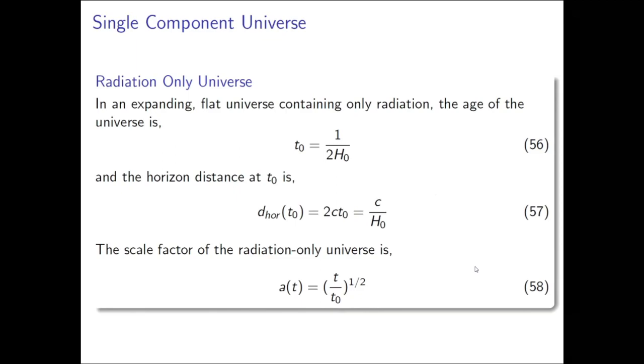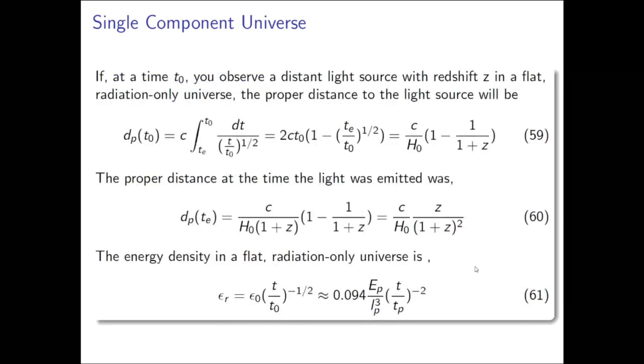So now let's jump into the radiation only universe, as we have covered the non-relativistic case. Let's go into the relativistic matter, or the radiation only universe. Again, in an expanding flat universe containing only radiation, the age of the universe t naught is equal to 1 by 2 H naught. So the horizon distance is equal to 2 times c t naught, that is c by H naught after we substitute for t naught here. And the scale factor is basically the square root of t by t naught. So again, we try to find the proper distance in terms of the redshifts.